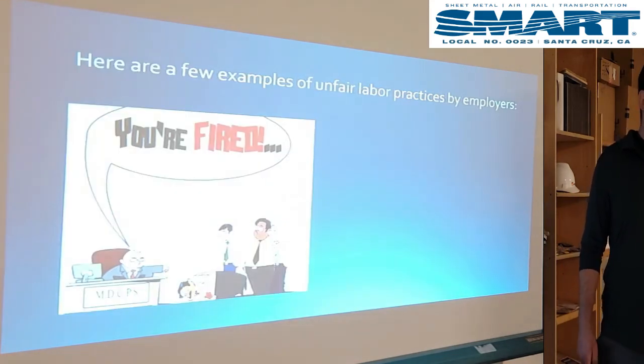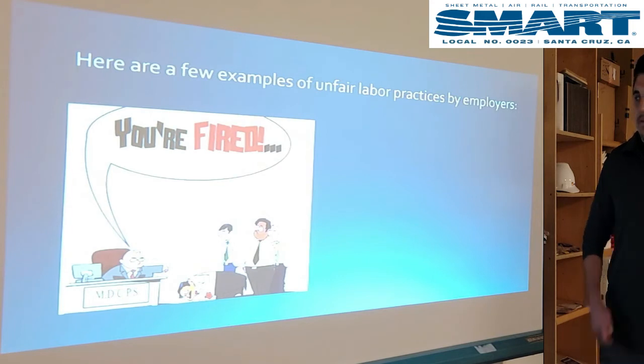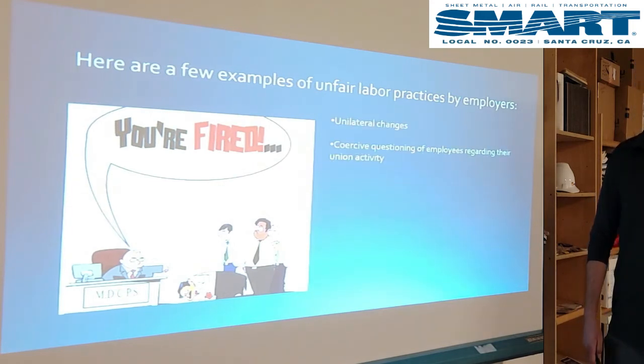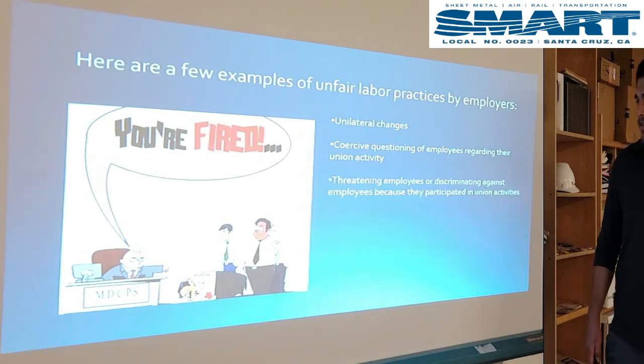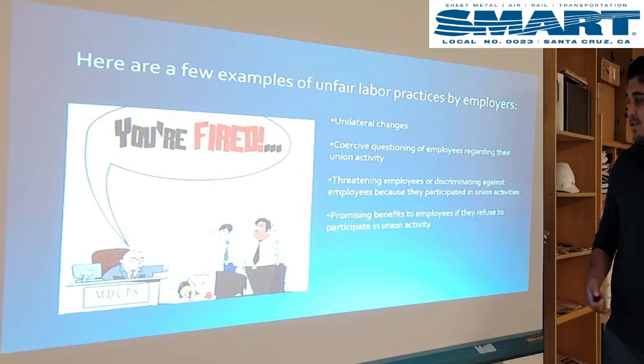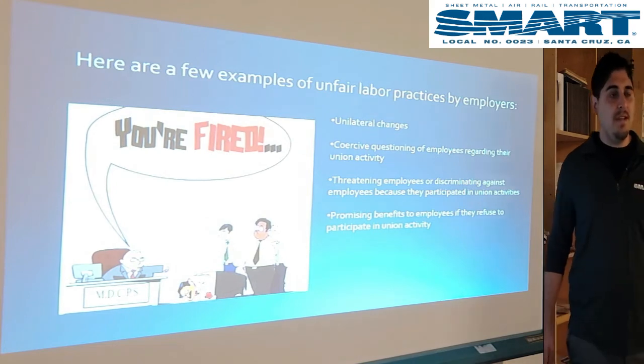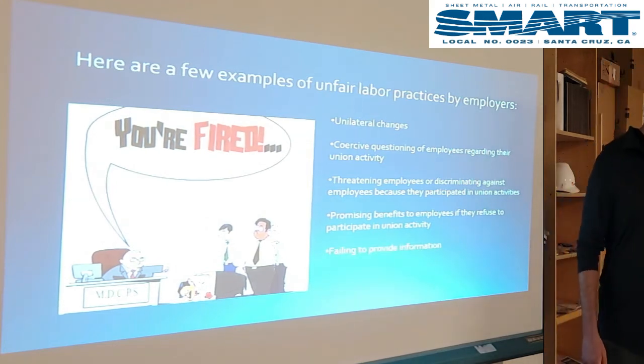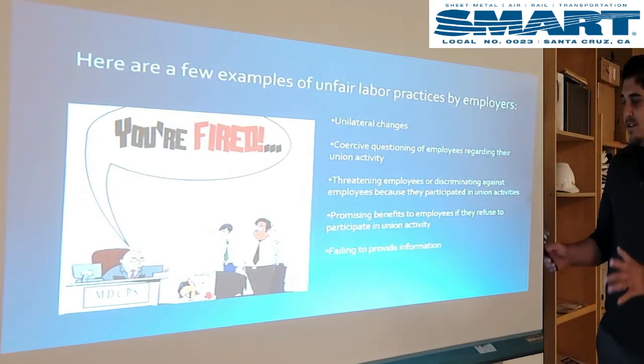Here are a few examples of an unfair labor practice by employers. A unilateral change, which we've already covered. Coercive questioning of employees regarding their union activity. Threatening employees or discriminating against employees because they participated in union activities. Promising benefits to employees if they refuse to participate in union activities. Failing to provide information. This one's a huge one.